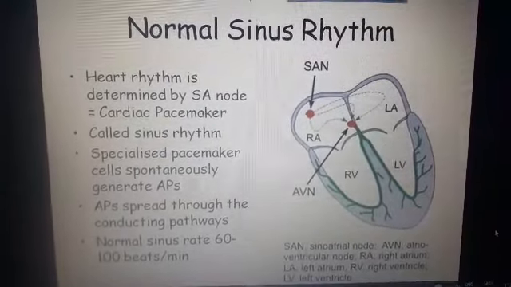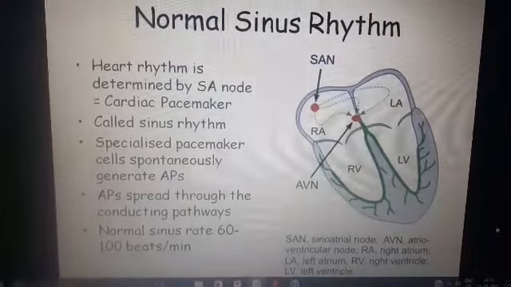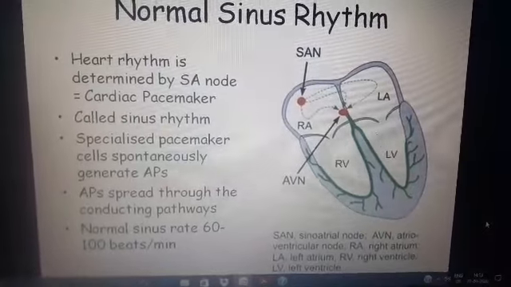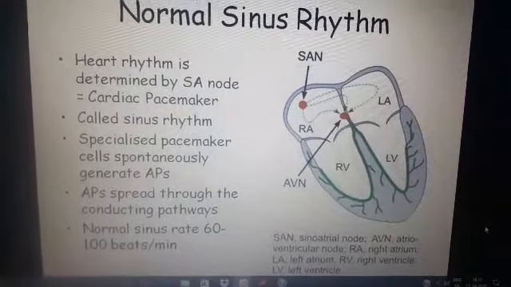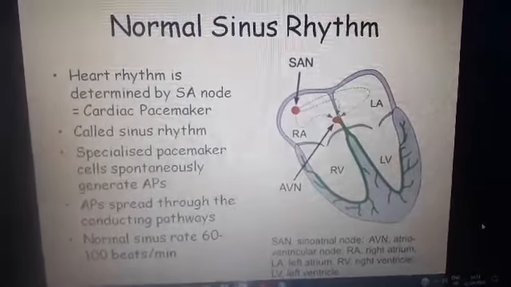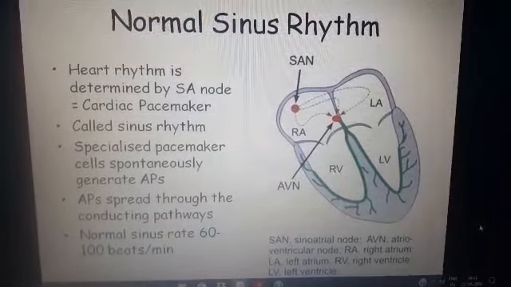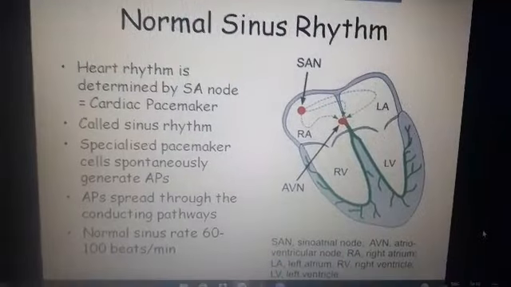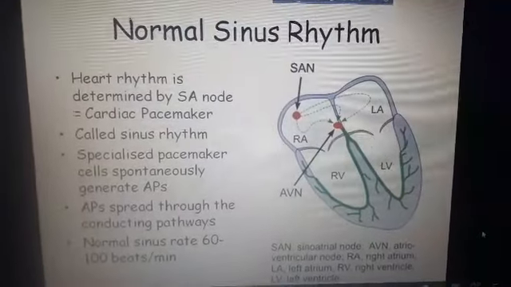And there are specialized pacemaker cells which can spontaneously generate action potential. That means in absence of SA nodal function, there are also specialized pacemaker cells which can spontaneously generate action potential, and they spread through the conducting pathways, mainly bundle of His and Purkinje fiber, to stimulate other parts of the ventricle. A normal sinus rate is 60 to 100 beats per minute.